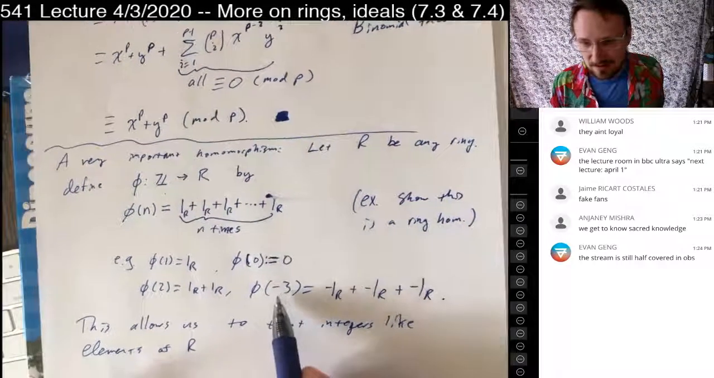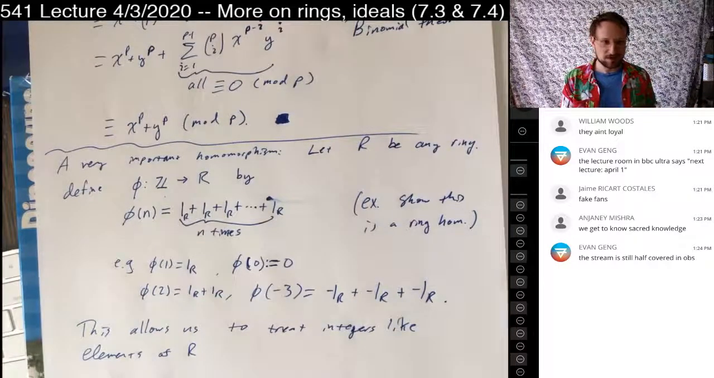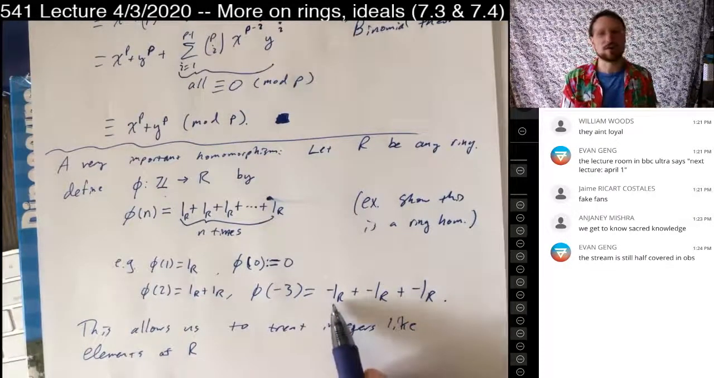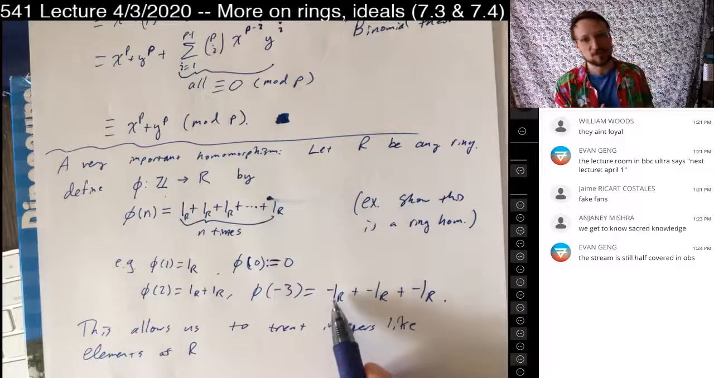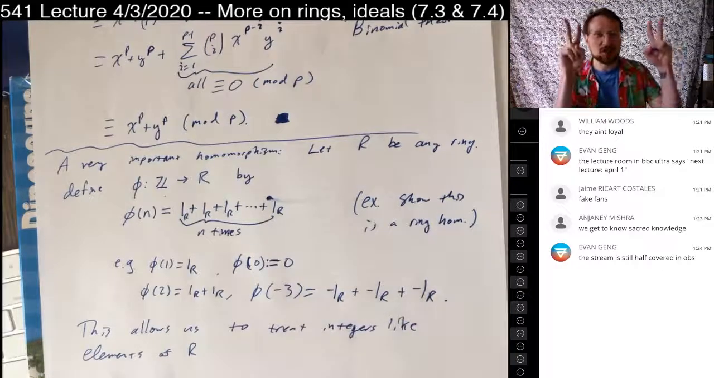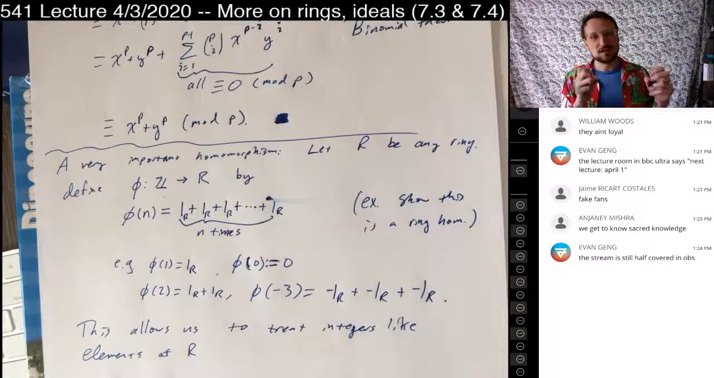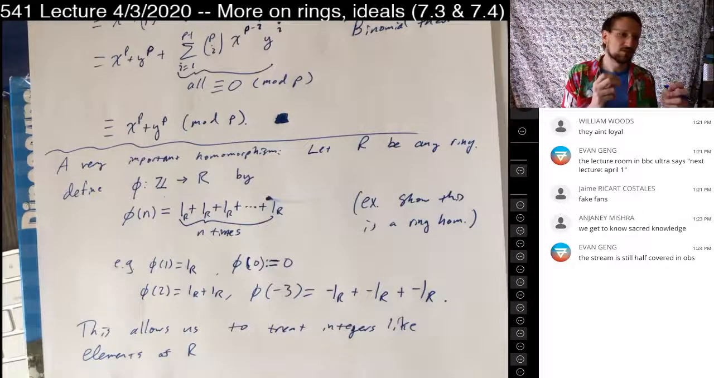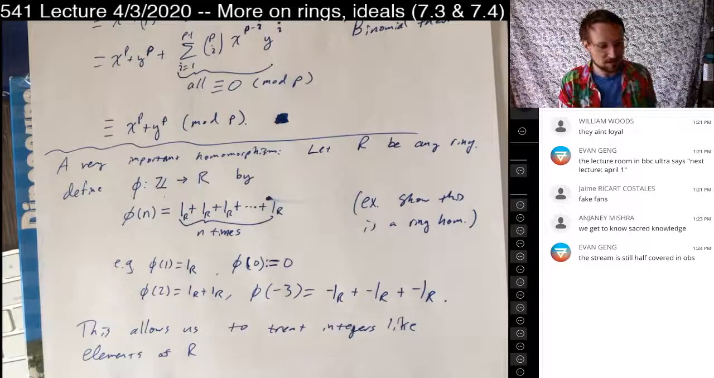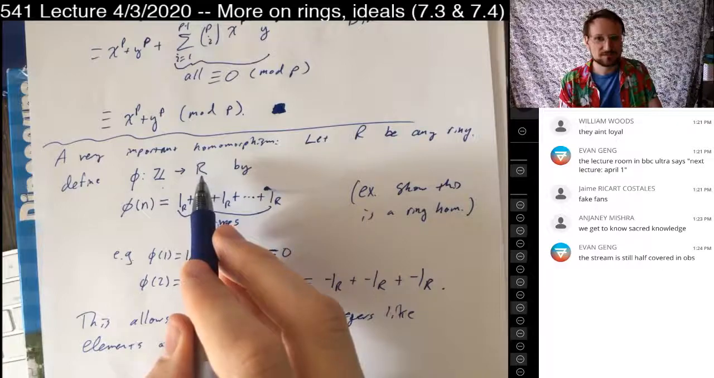So I just have some arbitrary ring. I can think of negative 3 as being an element of the ring because I think of negative 1 as being an element of the ring, because there's some multiplicative identity called 1. It has an additive inverse called negative 1. And I can add 3 copies of that, and that's the thing that I call negative 3. Now, hypothetically, negative 3 and negative 6 could be the same element. This homomorphism doesn't have to be 1-to-1. Okay?